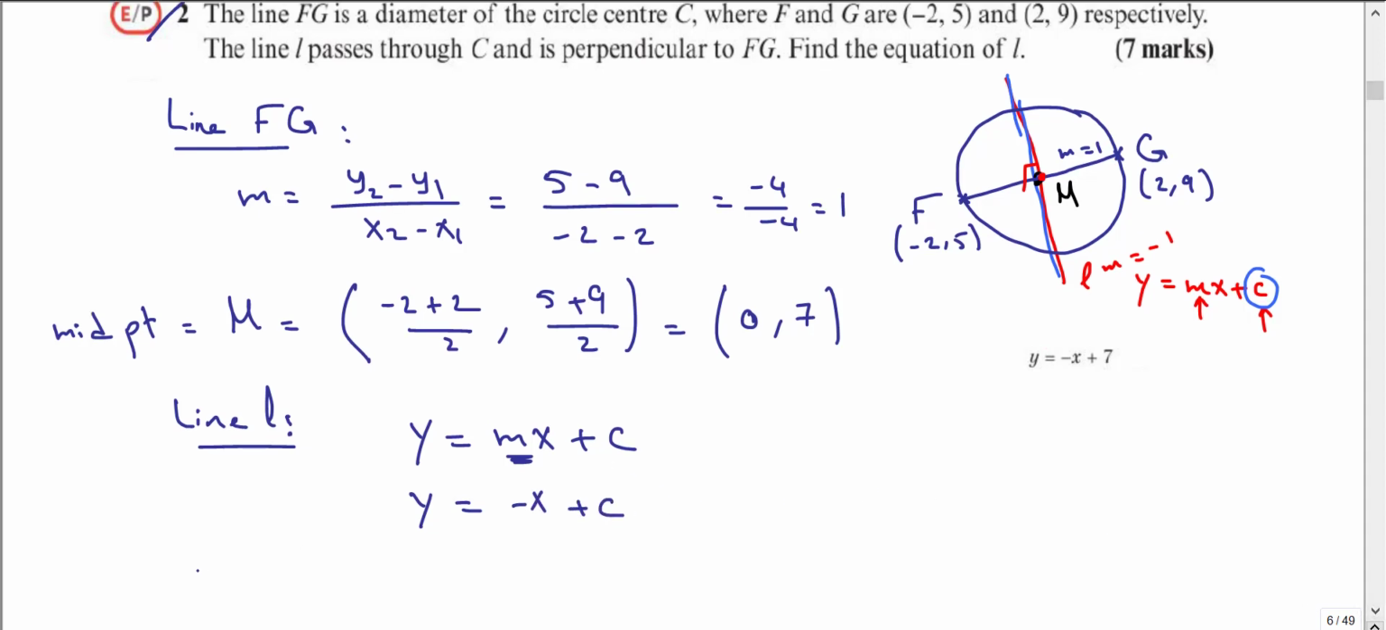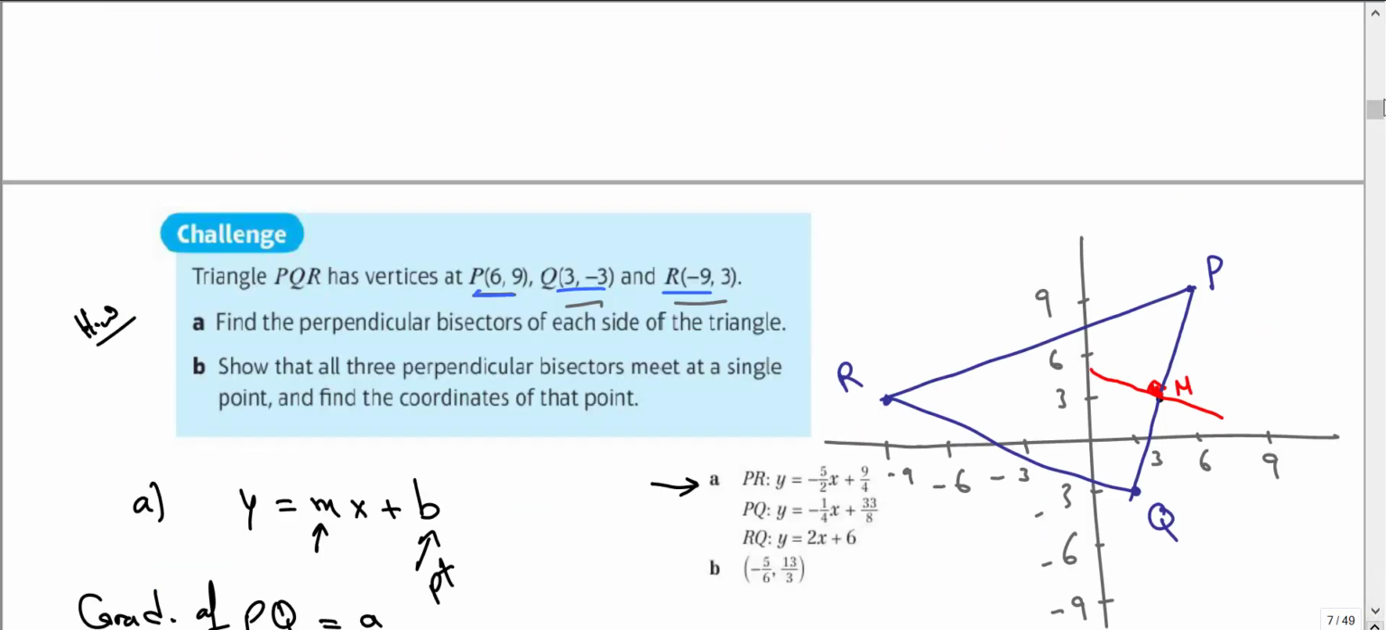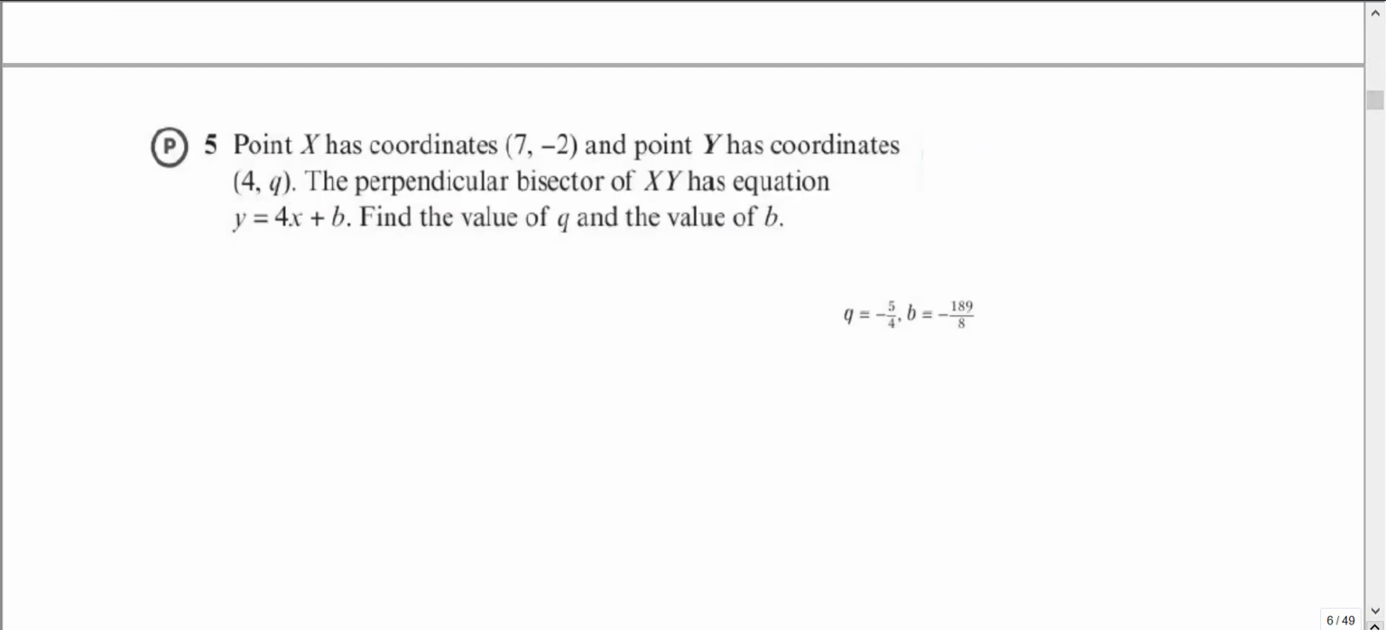After this, use the point. I know c is the y-intercept, so it will be y equals negative x plus 7. So it will be 7 equals 0 plus c, so y equals minus x plus c. You get this? Easy? Yes. If you get it, yalla, do the next one.